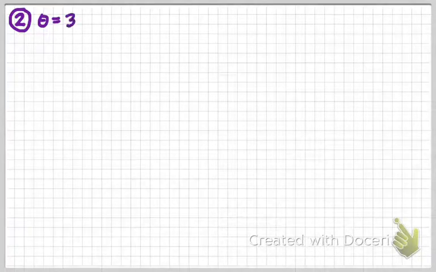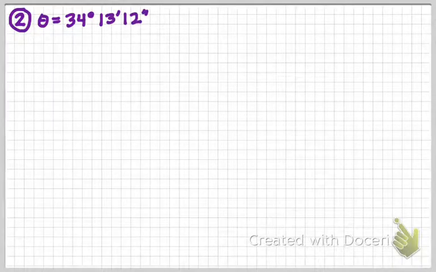On number 2, the problem says that from a point 100 feet from the base of this monument, the angle of elevation is 34 degrees, 13 minutes, and 12 seconds. So then we want to draw the triangle that this situation describes.